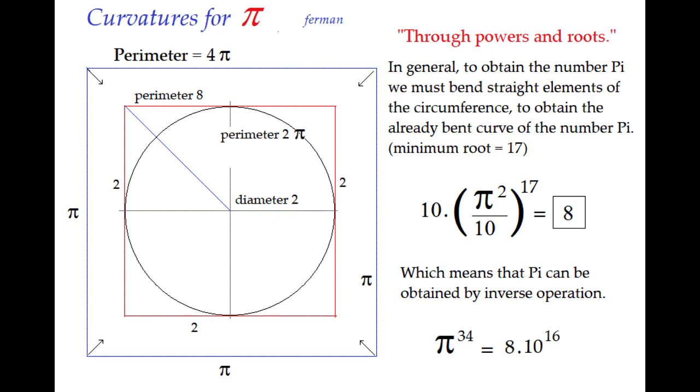In the drawing I show you a way of explaining it, where a larger square with side pi is supposedly subjected to powers and roots until it becomes the square circumscribed to the circumference, and from here, doing the inverse operation, we can obtain the number pi.